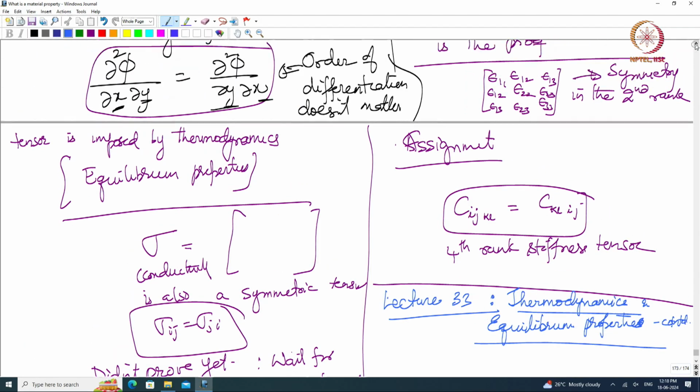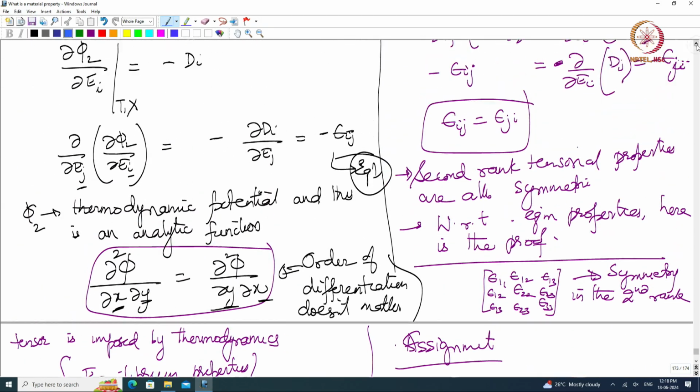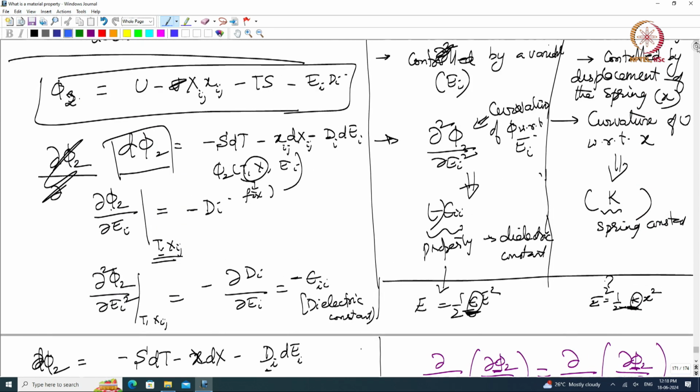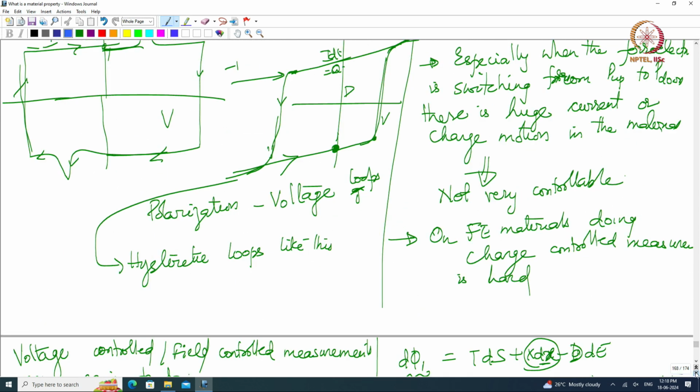So with that in mind, an equilibrium property has an underlying potential, and we try to define a set of these potentials, and from those potentials we look at their curvatures, and we see that these curvatures are nothing but the properties of interest. For example, in the last class we defined a few of these potentials.